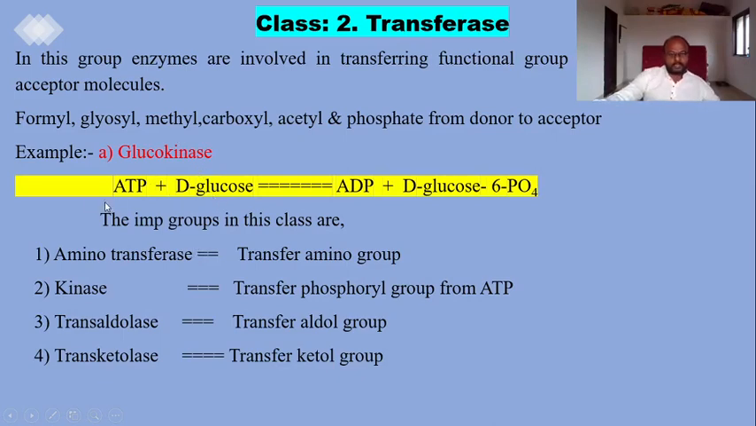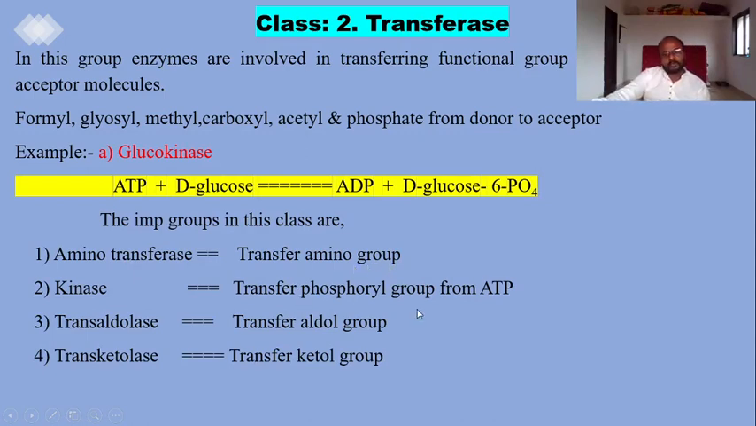In glucokinase, adenosine triphosphate plus D-glucose are converted into ADP and D-glucose 6-phosphate. That means here there is a transfer of a group, and the important groups in this class are aminotransferase, which transfers an amino group.